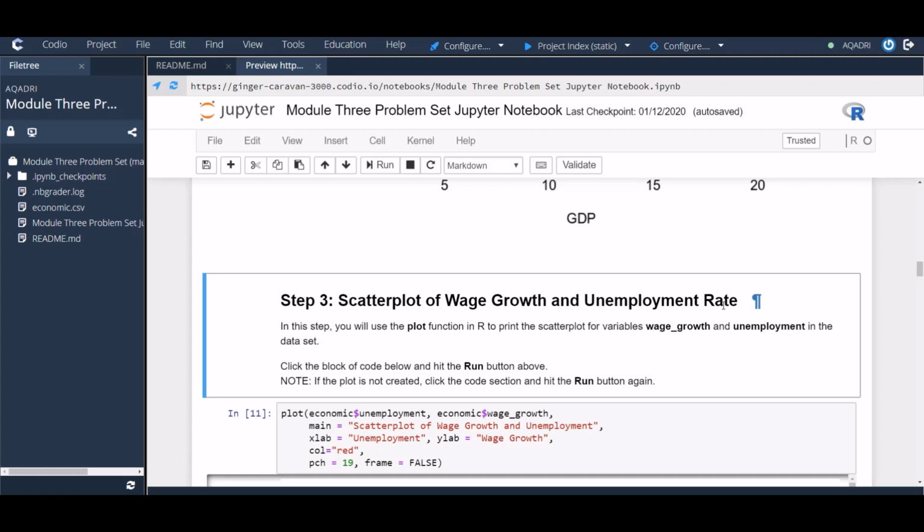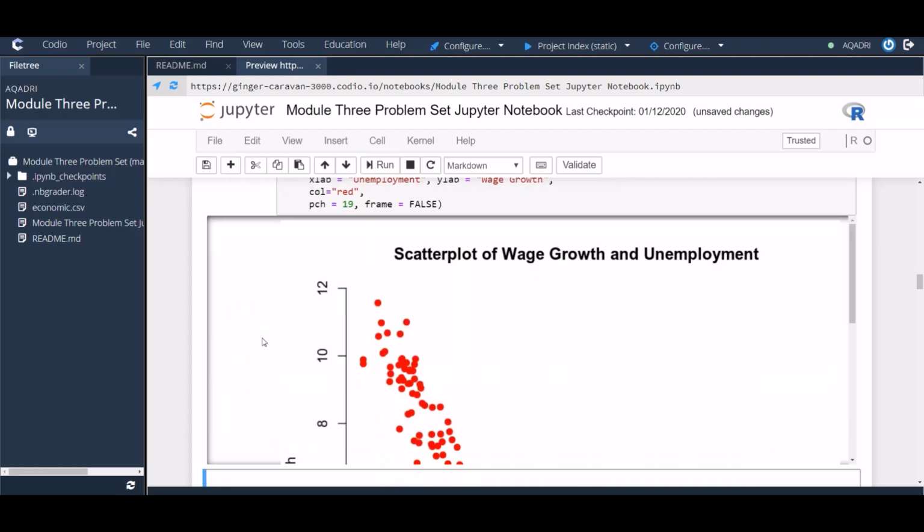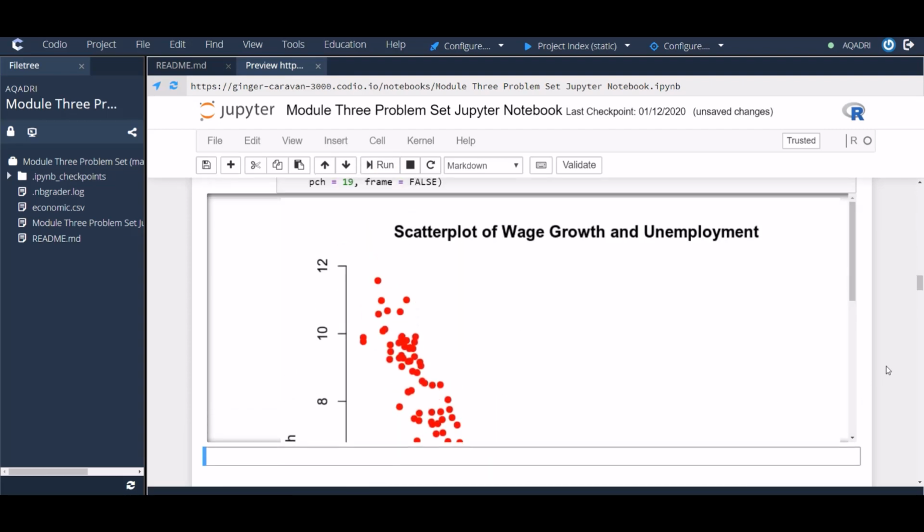So let's see if that's what we see in the scatter plot. So this step here will create the scatter plot. So let's run this. And here's the output.